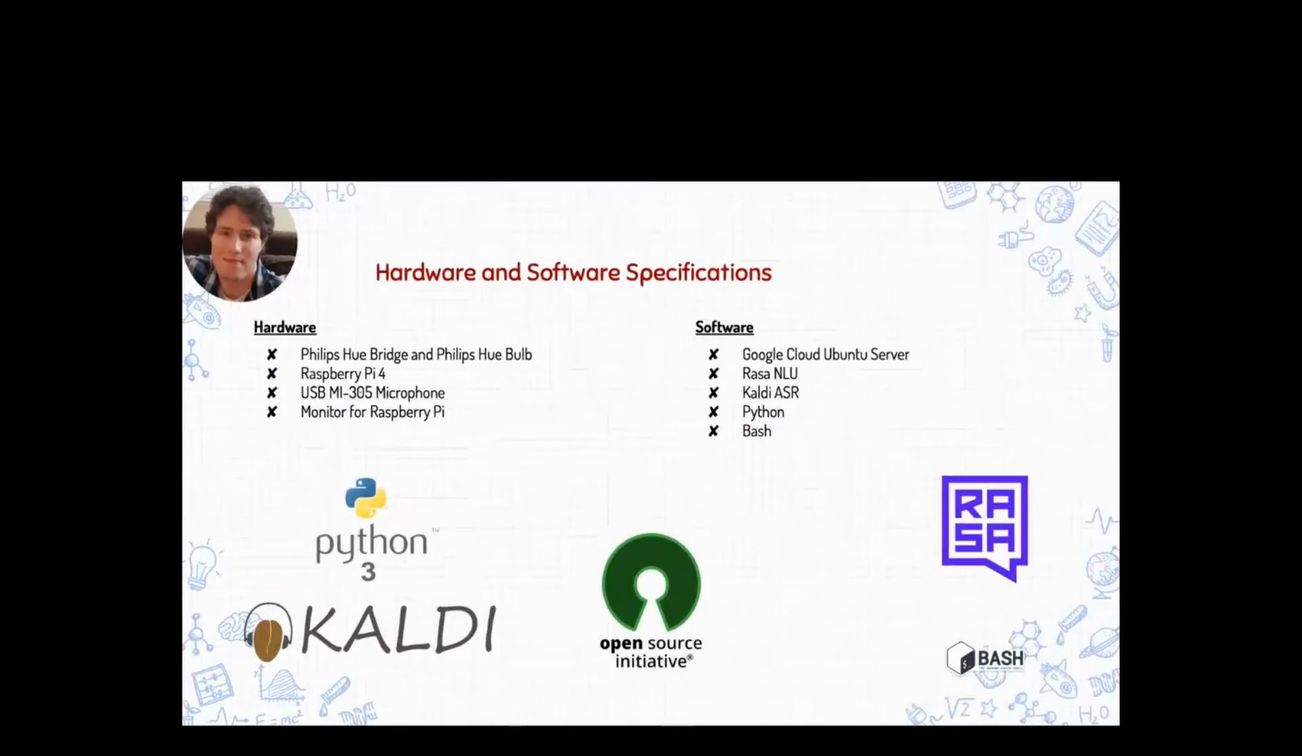We used a Google Cloud Ubuntu server as most of our software worked best in an Ubuntu environment. We used Rasa to create an NLU and map intents to actions. We used Kaldi as the ASR. Our software was written using Python 3 to use common libraries and Bash scripting to execute and weave together processes server-side.